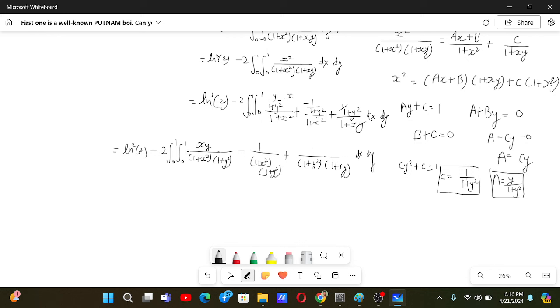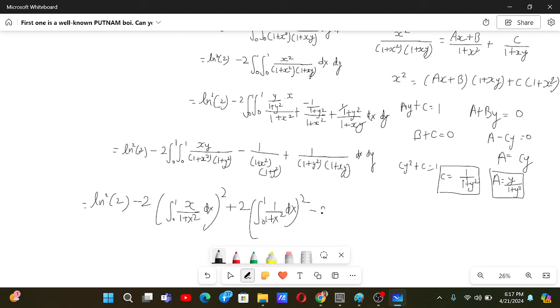After this, we know that this is symmetric about x and y, so you can change it to a single integral squared. So ln squared 2 minus 2 times the integral from 0 to 1 of x by 1 plus x squared dx, whole squared, and then minus minus plus 2 times the integral from 0 to 1 of 1 by 1 plus x squared dx, whole squared, and then again there is minus 2.